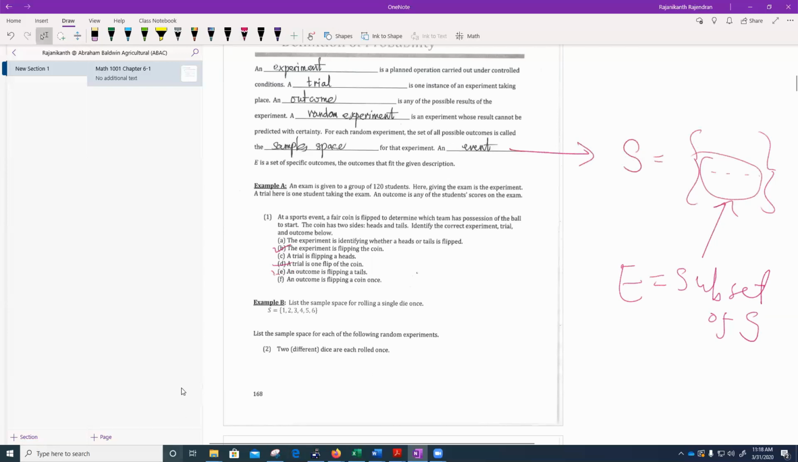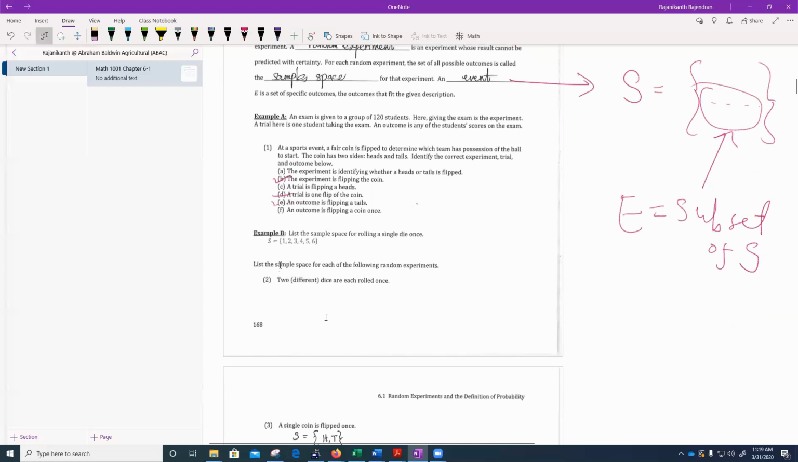So now we are going to identify outcomes for the event and the sample space. Example B is similar to the problems we did in chapter 5 under counting principles, right? Sample space. List all the sample space outcomes for rolling a single die. So if you roll a die, of course, you will have 6 outcomes. Therefore, I'm collecting all the possible values, which is called my sample space. We denote it by the big letter S, right?